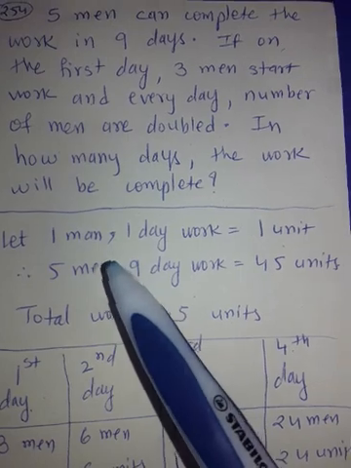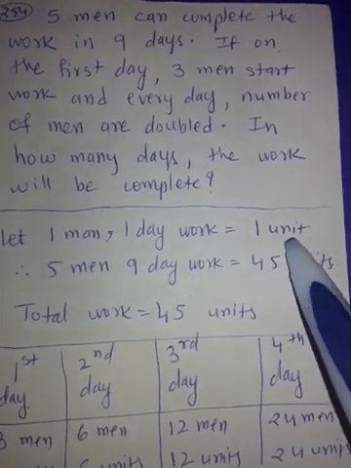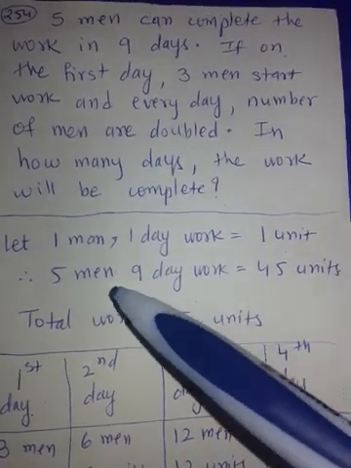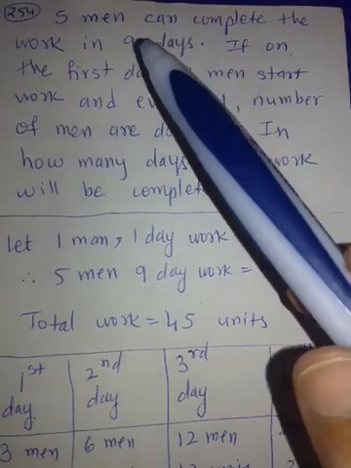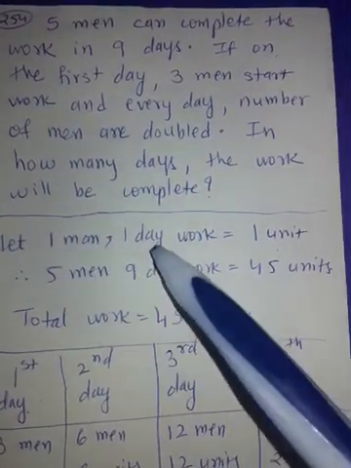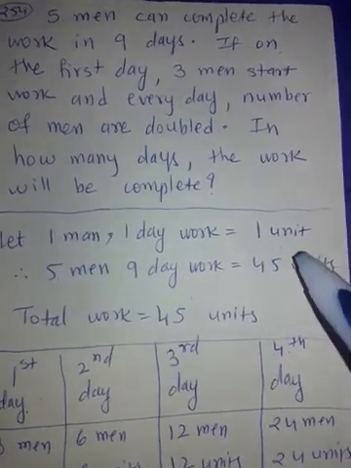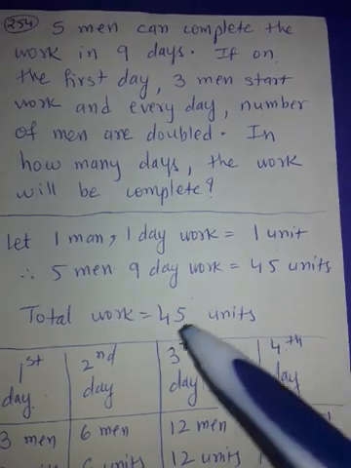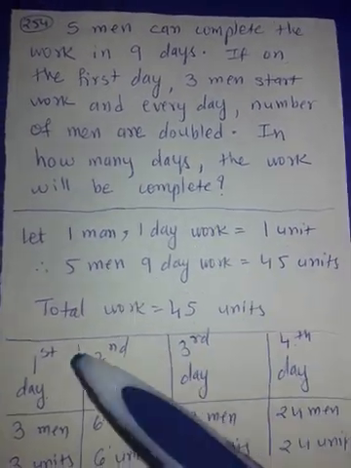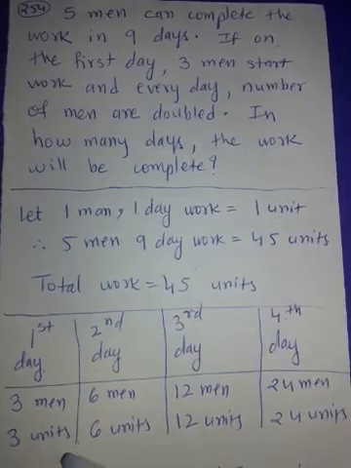Let's see. We will begin in the same manner. Let one man in 1 day finish 1 unit of work. And what they are saying, so again we need total work. So always first find total units of work. 5 men can complete it in 9 days. So 1 man in 1 day finishes 1 unit. So 5 men in 9 days, 5 nines are 45 units is the total amount of work. Now we have this data. On the first day, 3 men will start. So 3 men, how many units will they finish?